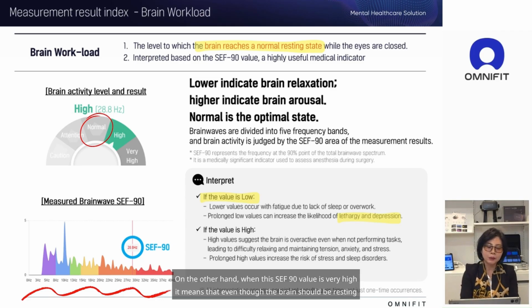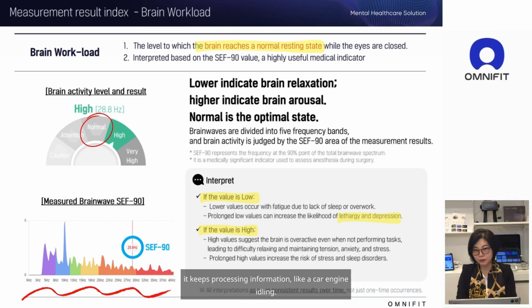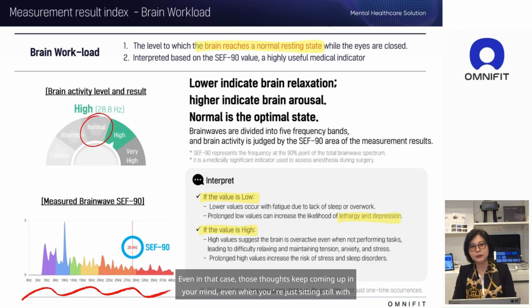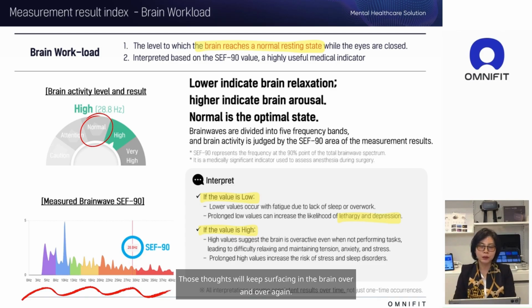On the other hand, when this SEF 90 value is very high, it means that even though the brain should be resting, it keeps processing information like a car engine idling. For example, let's say a child gets into a fight with a friend at school or is attacked by a group of friends. Even in that case, those thoughts keep coming up in your mind, even when you're just sitting still with your eyes closed. Those thoughts will keep surfacing in the brain over and over again. That is, you can see that I am continuously processing that kind of information.